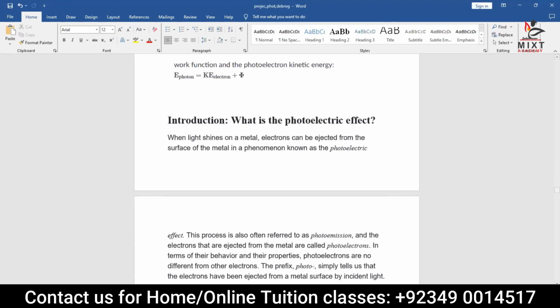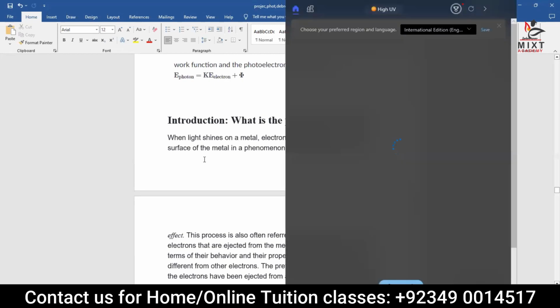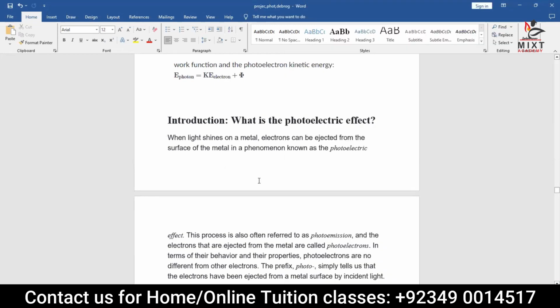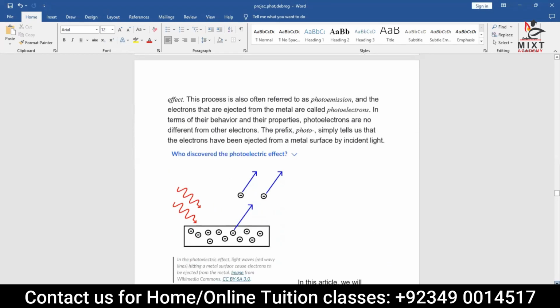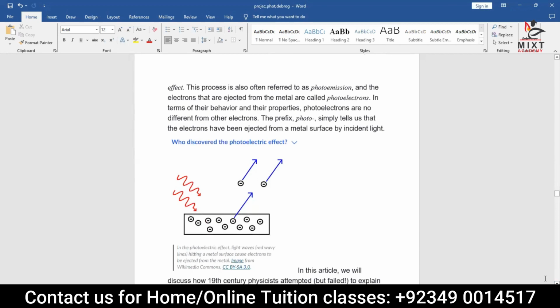First of all, remember that when light shines on a metal, electrons can be ejected from the surface of the metal in a phenomenon known as the photoelectric effect. Sometimes we call this photoemission as well. Now, a very interesting fact comes out of that. Before that, it was just said that light is a wave in nature.